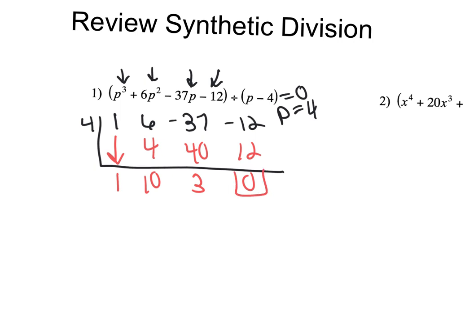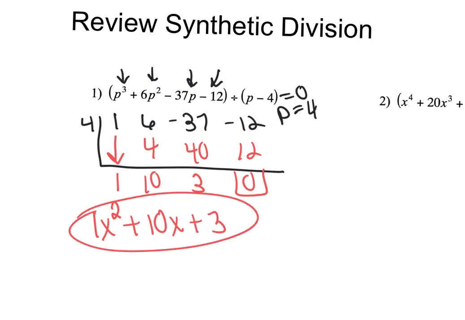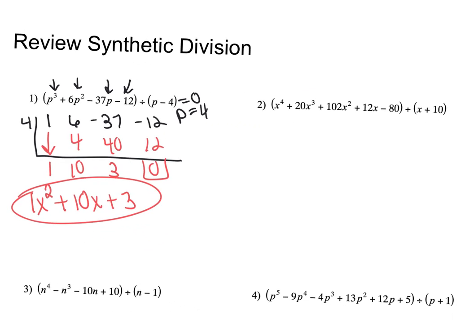And we have the coefficients of our answer here. We have 1. We started with a third power and divided a first power out, which means we'd have 1x to the second power. And then we just count down our exponents, 10x plus 3. Since there was a remainder of 0, we don't have to put any kind of remainder in there. Okay, so that's just a review of our skill.